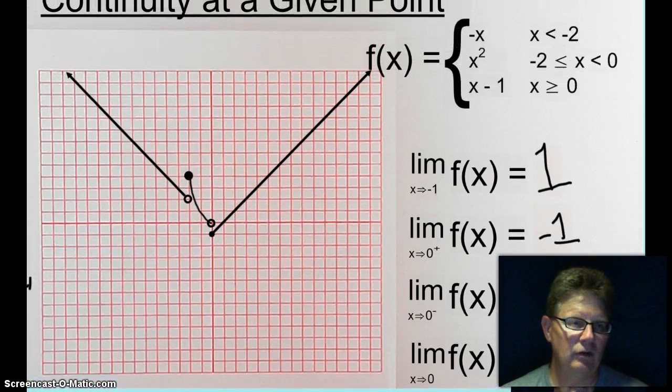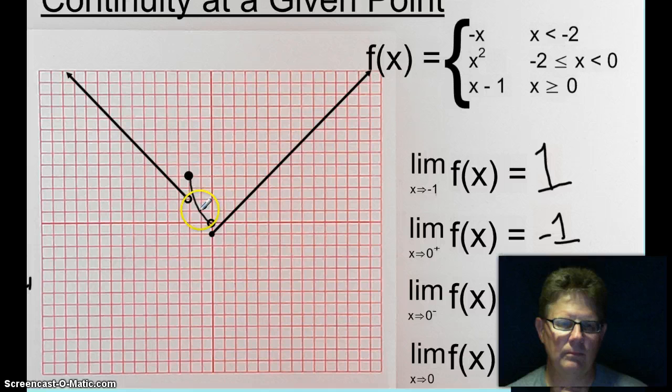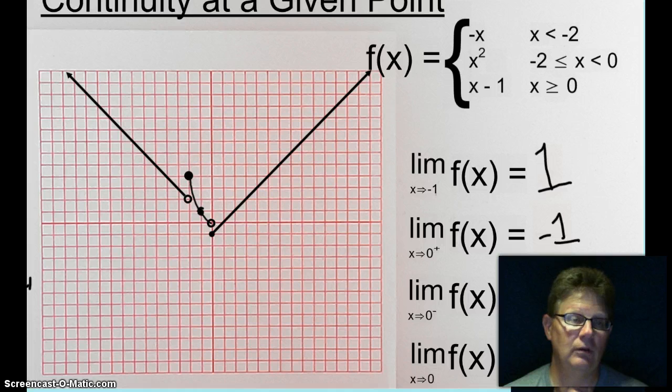So what does that have to do with continuity at a given point? Right here at 1, the function is continuous. At 0, the function is not continuous. It's got a jump, a break, a hole, or something like that. We'll talk about what kind of terms those are as we move along. Let's go ahead and move on.